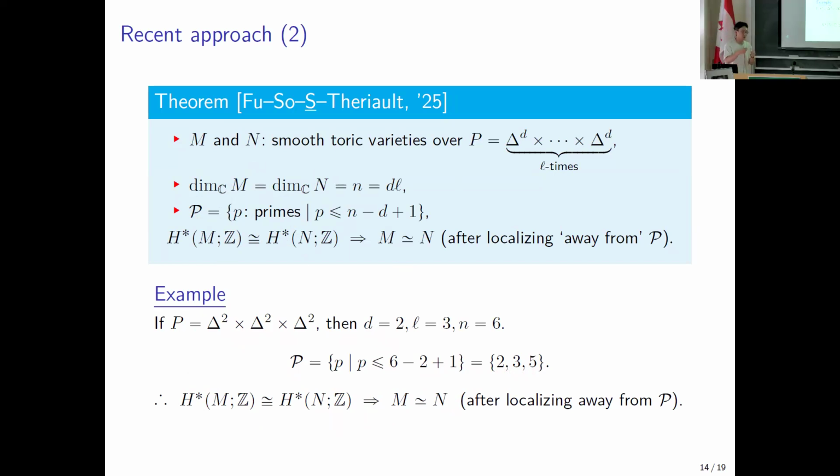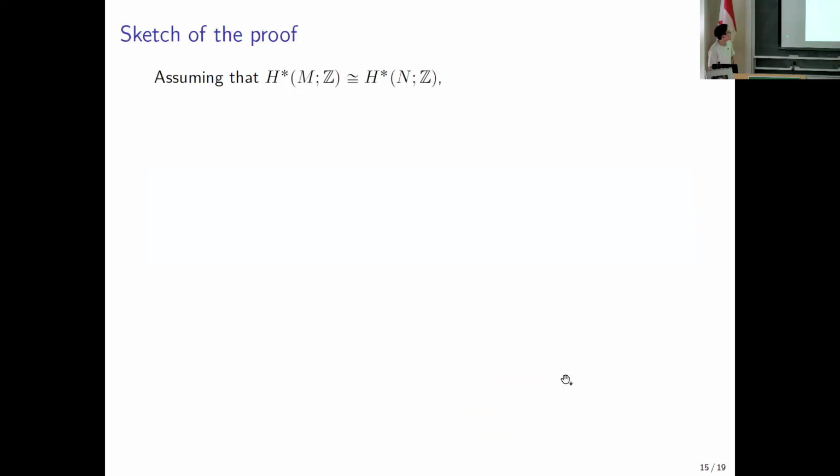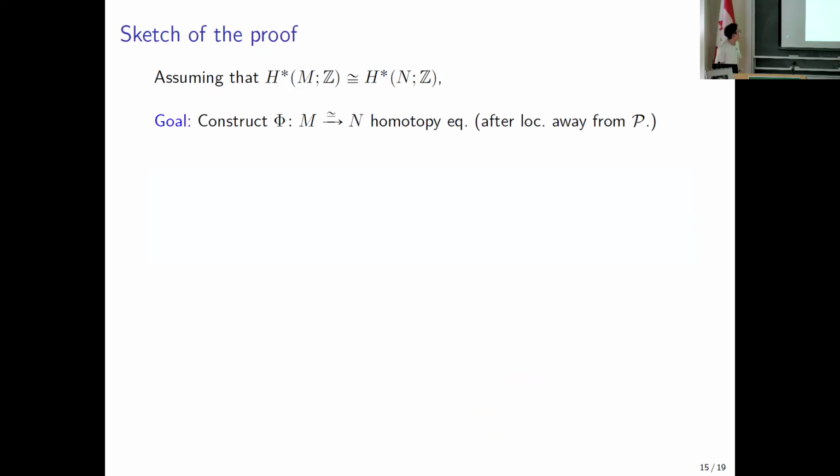And the prime numbers which we have to invert, in this case, are nothing but 2, 3, and 5. Okay. So just a one-page summary of the proof: assuming the cohomology rings are isomorphic, we have to construct a certain homotopy equivalence between these two after certain localization.